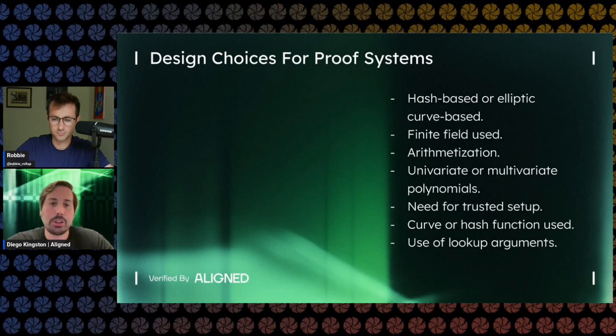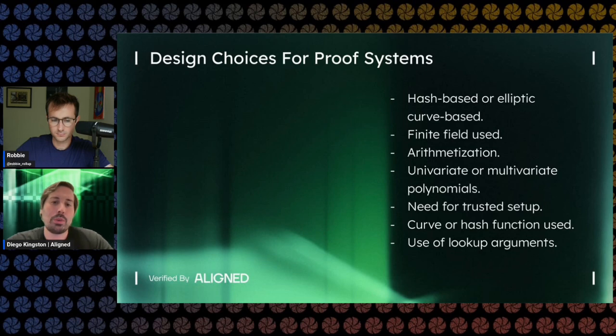Then you have different choices regarding, for example, the finite field you're going to use. If you are going to use, for example, binary fields as in Binius, small fields as in Starks, or even bigger fields because you are going to work with elliptic curves.